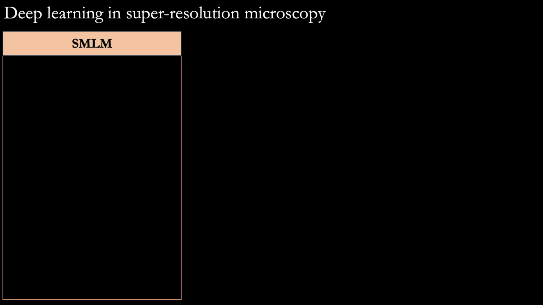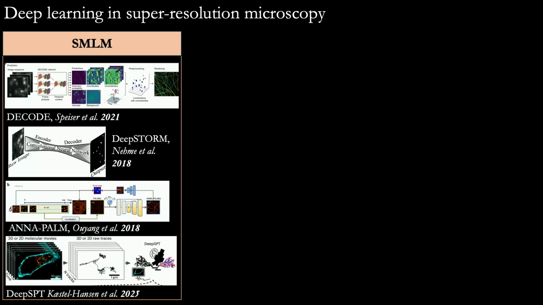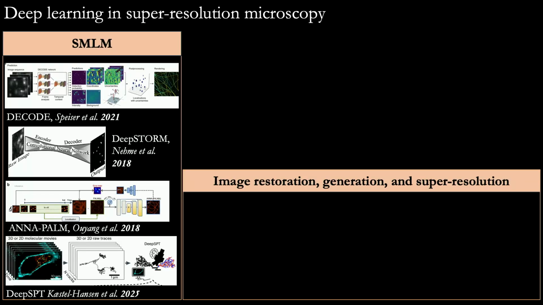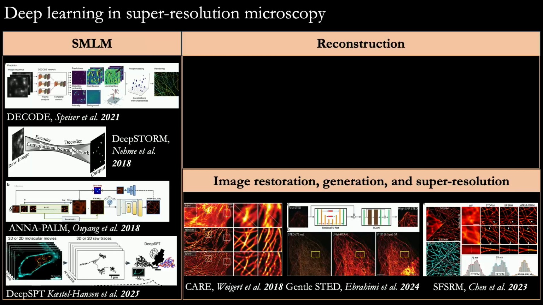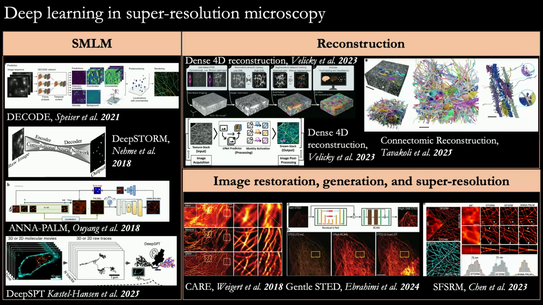In super-resolution microscopy, there was also a lot of work that has been done. We can think about single molecule localization microscopy, where we now have different algorithms that help reconstruct the images. Also image restoration, generation, and even super resolution, trying to generate high resolution images from lower resolution images or from very noisy images. And finally, different approaches of reconstruction that have given beautiful papers, especially in neuroscience.